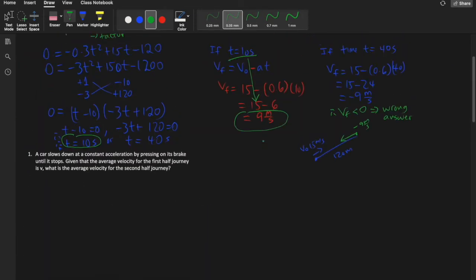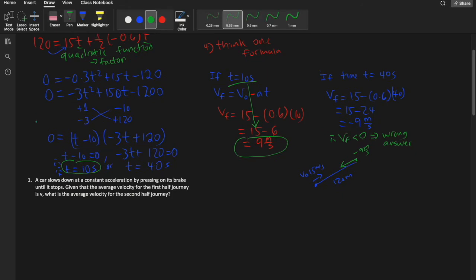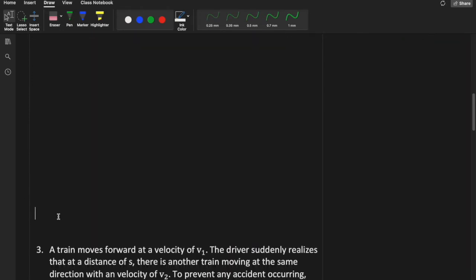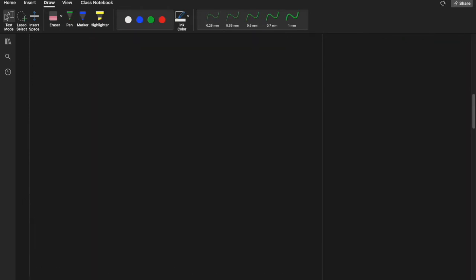This problem is a little bit tricky, so you really need to think about the condition when the car reaches the top, right? So let's solve the second problem. Let's give us more space.